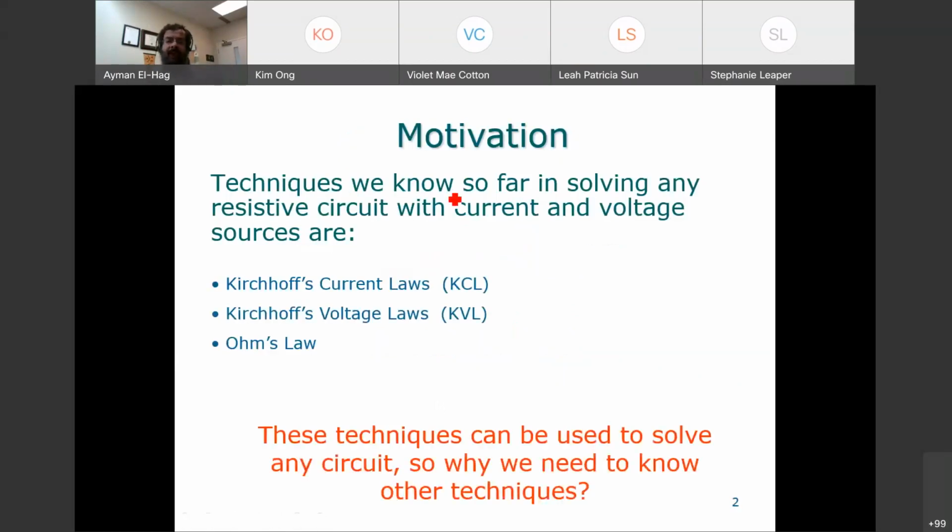What we know so far is KCL, KVL, and Ohm's law. And for your information, I can solve any circuit in the world using these three techniques: KCL, KVL, and Ohm's law. So the question is, why do we need to know another technique? Why do we need to know nodal? If I can use this technique to analyze, theoretically and practically, any circuit, then why do I have to learn an extra technique? To answer this question, I will demonstrate with an example.